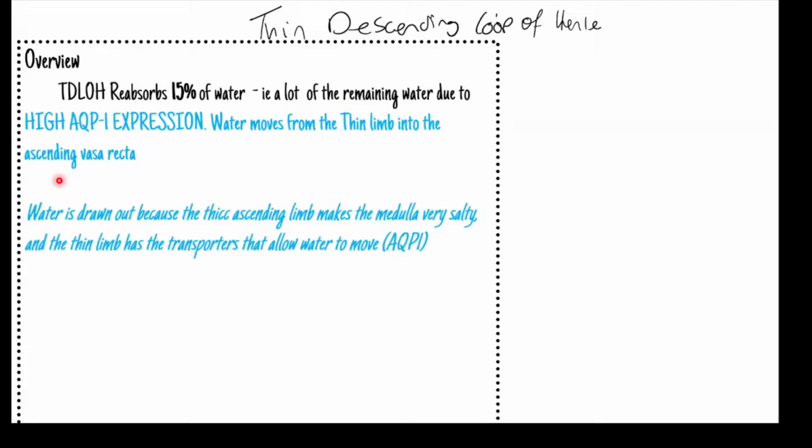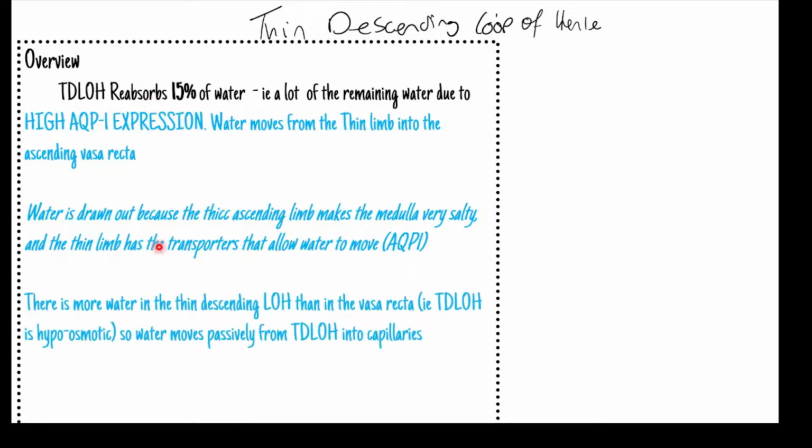How does this happen? If you remember, the thick ascending limb makes the medulla very salty by pumping out sodium into the medulla. But the thick ascending limb is impermeable, whereas the thin limb is permeable. Remember, the rule is where salt goes, water follows, basic osmosis. So, because salt is pumped into the medulla by the thick limb, water is going to follow, but water can only follow where there's aquaporins that let it follow. So, therefore, it's the thin limb that's responsible for reabsorption of water. And that's basically the point of the loop of Henle, to concentrate stuff so that we can reabsorb water.